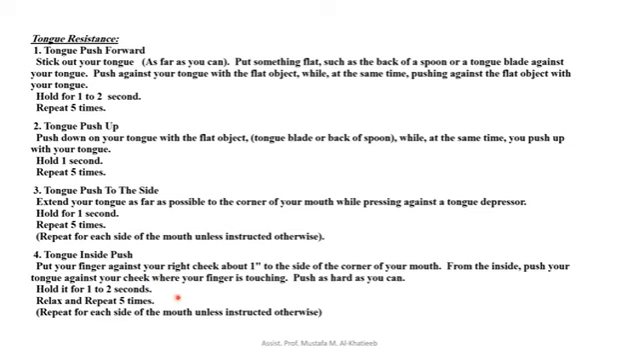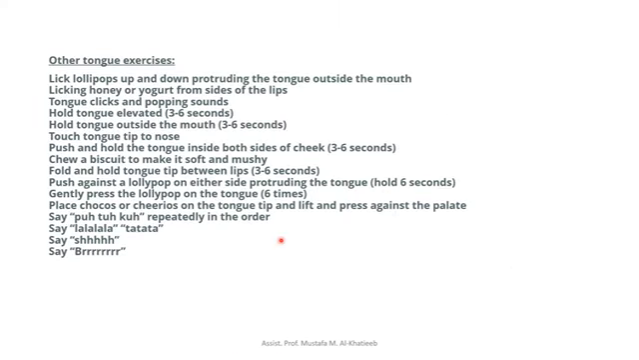Tongue inside push. Put your finger against your right cheek about 1 inch to the side of the corner of the mouth. From the inside, push your tongue against your cheek where the finger is touching. Push as hard as you can. Hold it for 1 to 2 seconds. Relax and repeat 5 times. Repeat for each side of the mouth unless instructed otherwise.